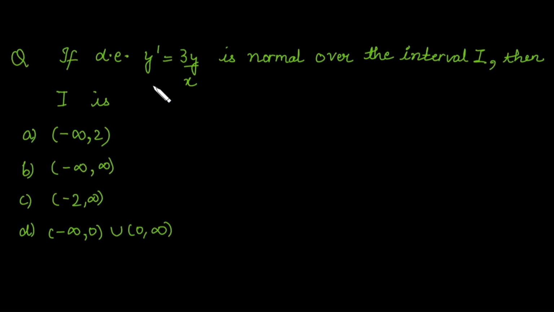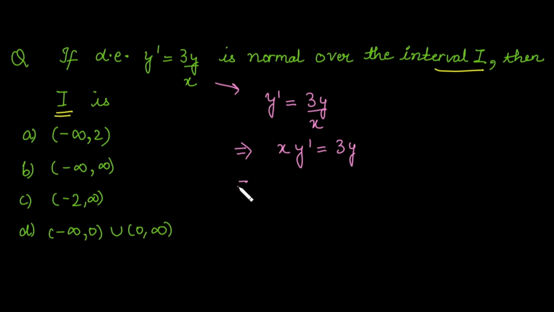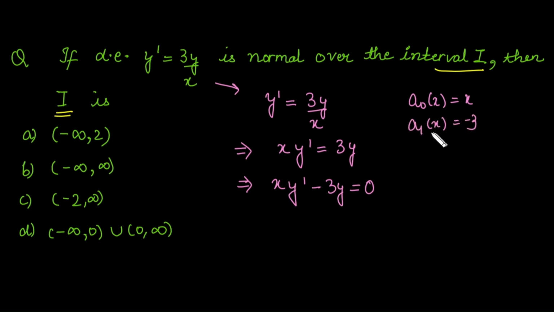Next question: if this differential equation is given to you and it is normal over the interval I, then what is the value of that interval? So first we will simplify this form. We can write the first order derivative is equal to 3y by x. This is x into the first order derivative is equal to 3y. This is further x times the first order derivative minus 3y is equal to 0. Now, the leading coefficient is x, that is the first order derivative coefficient. The next coefficient is minus 3. The right hand side function is 0.